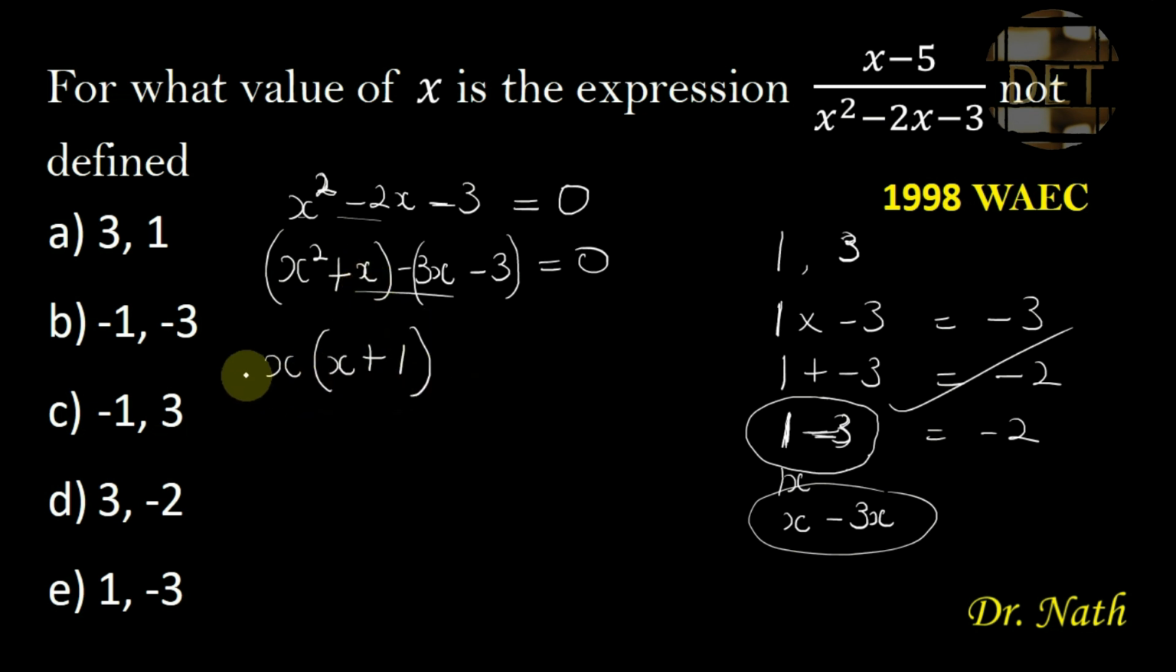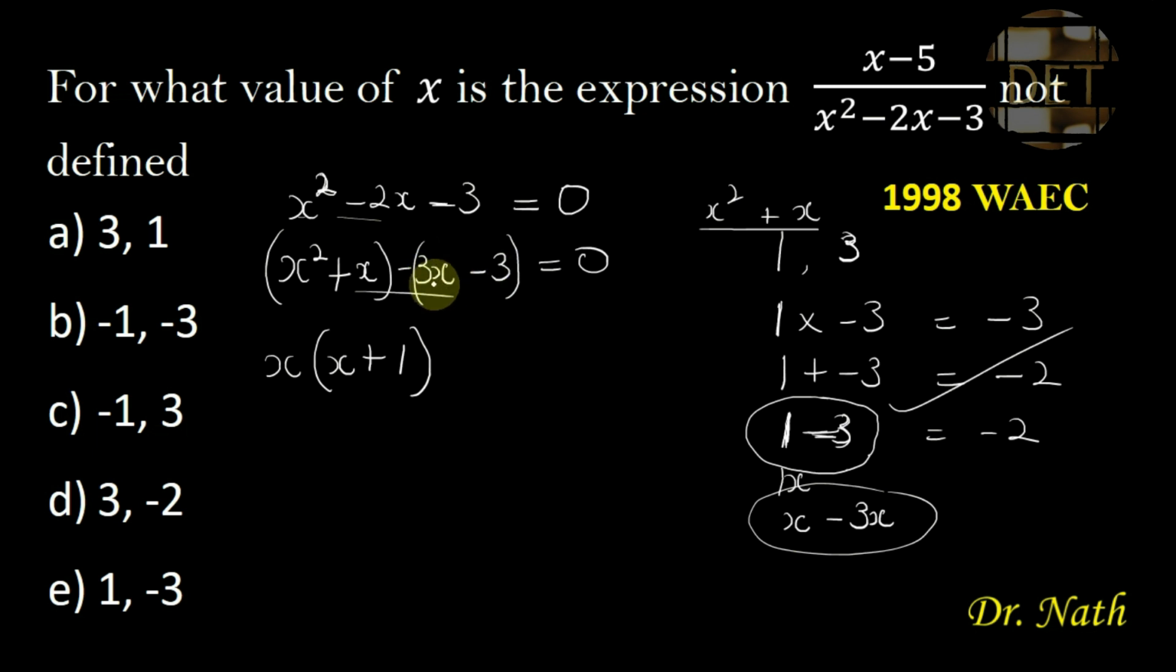So if I open up the bracket, x times x will give me x squared, plus x times 1 will give me x. So these and these, they are the same. So you can discover that this x squared plus x is the same thing as x, open bracket, x plus 1, after factorizing it. Then we also factorize the other expression within this bracket.